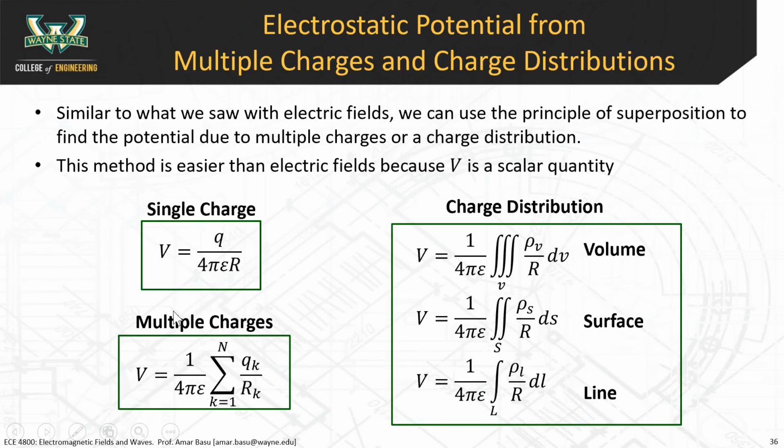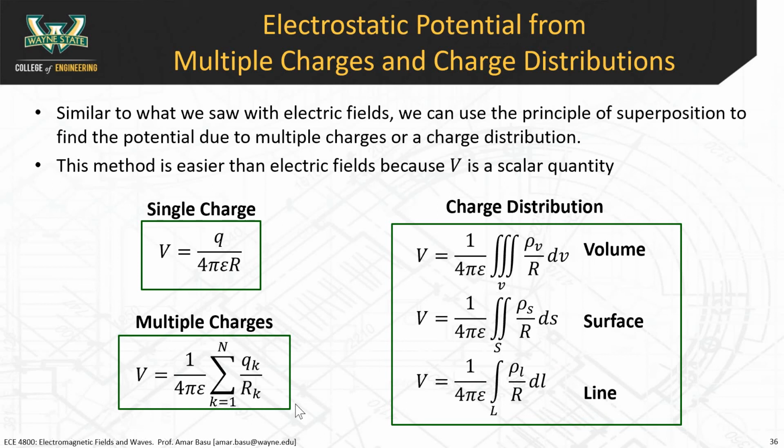If you have multiple charges, you have to add up the contributions of each charge. Just like we did with electric field, where the total electric field is due to the contributions of all the charges in the system, the same thing holds true for electrostatic potential. You can sum up the individual contributions of each of the charges in the system to find the total electrostatic potential at any given point.